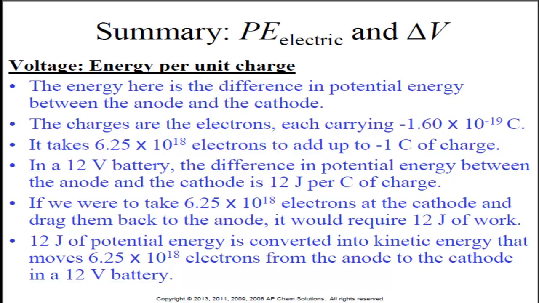So here's a quick summary of potential energy and voltage, or change in potential energy. The energy here is the difference in potential energy between the anode and the cathode. The charges are the electrons that each one carries, negative 1.6 times 10 to the minus 19 coulombs. It takes 6.25 times 10 to the 18 electrons to add up to 1 coulomb of charge. In a 12-volt battery, the difference in potential energy between the anode and the cathode is 12 joules per coulomb of charge. Now, if we were to take 6.25 times 10 to the 18 electrons at the cathode and drag them back to the anode, it would require 12 joules of work. That 12 joules of potential energy is converted into kinetic energy that moves the electrons from the anode to the cathode in the battery. Now, please keep in mind, again, that this is simply an analogy to help you understand voltage.